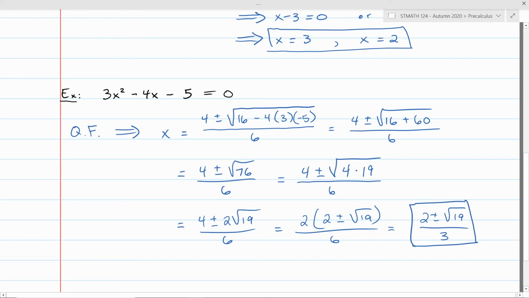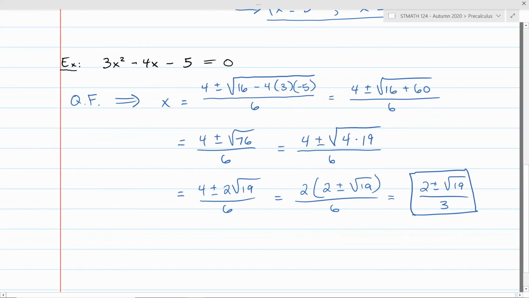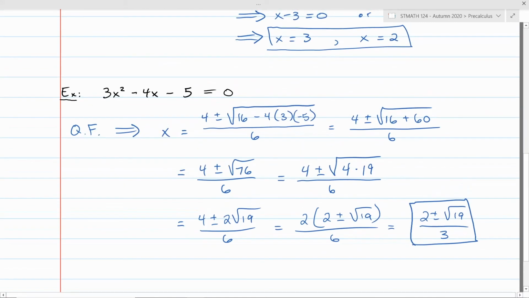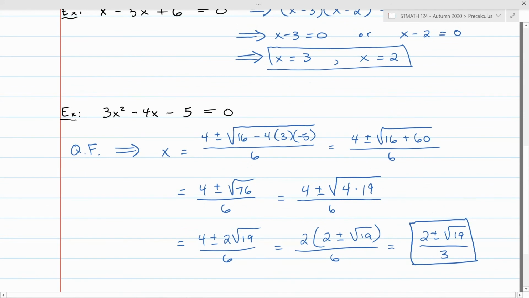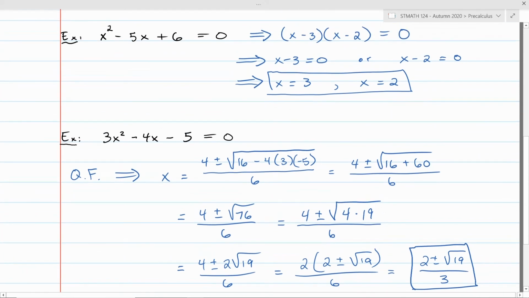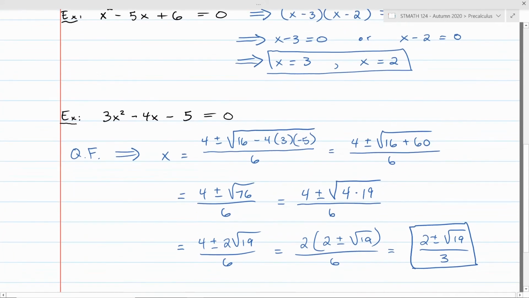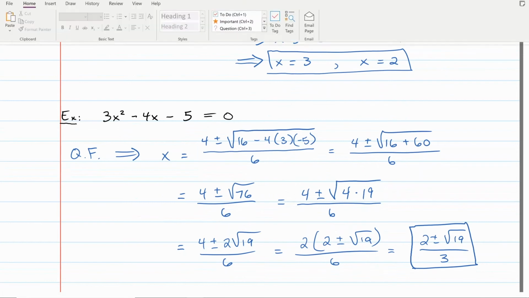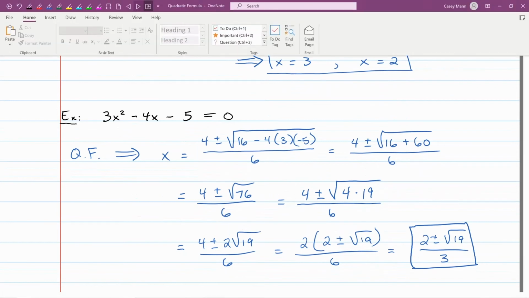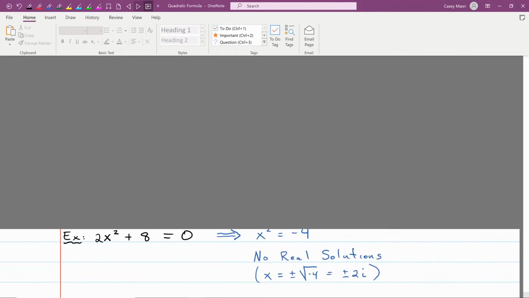Notice that's two solutions, right? 2 plus the square root of 19 over 3, and then separately 2 minus the square root of 19 over 3. So occasionally you might have to whip out the quadratic formula, but like I said, it's kind of a weapon of last resort. You could just always use it if you just want to have one method, but usually if you can factor things or isolate x squared easily, then you do it that way instead.